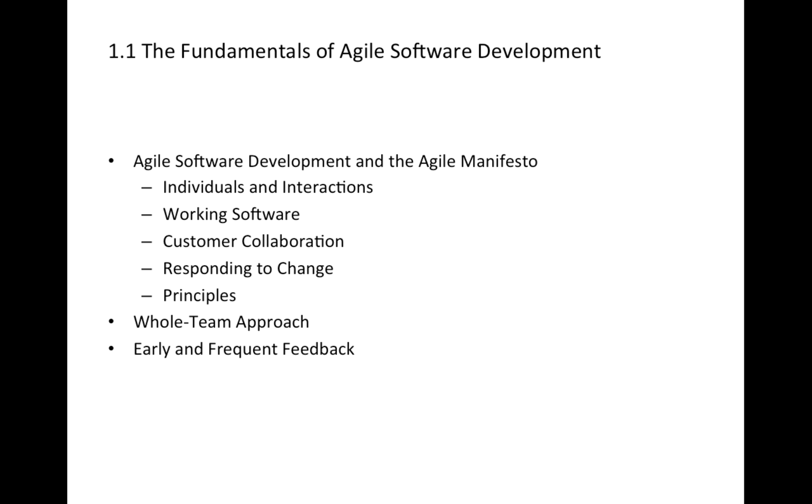Now let's say the next one, which is early and frequent feedback. Agile projects have short iterations, enabling the project team to receive early and continuous feedback on product quality throughout the development life cycle. One way to provide rapid feedback is by continuous integration.